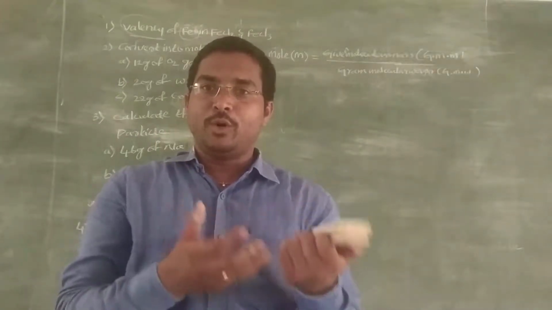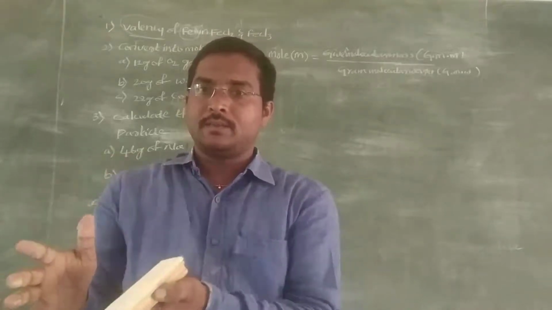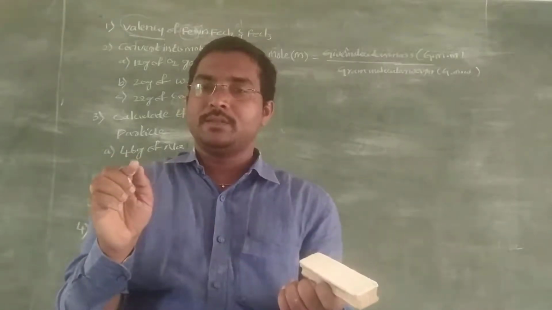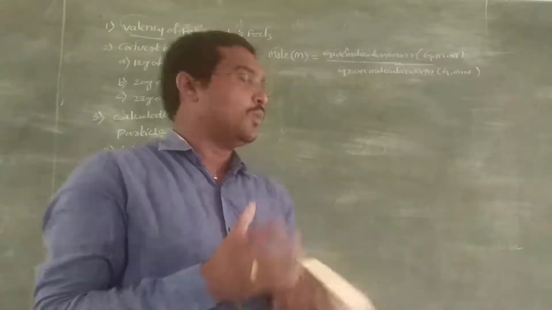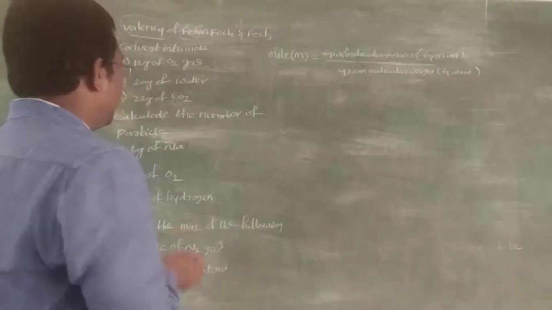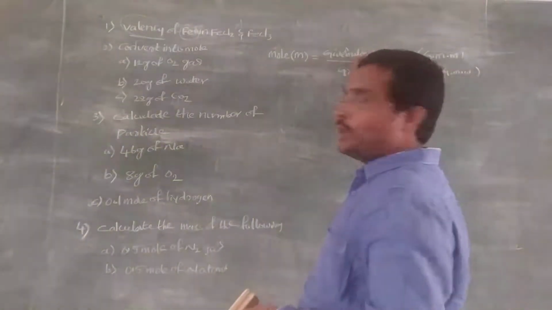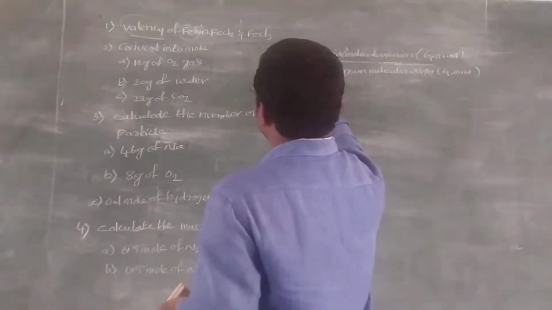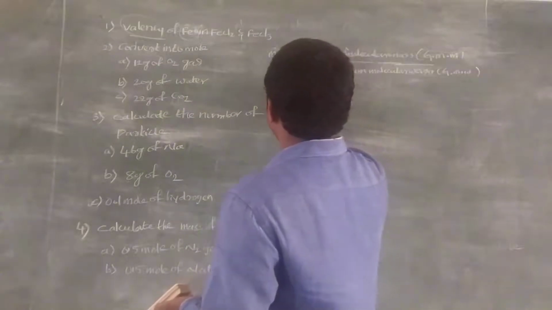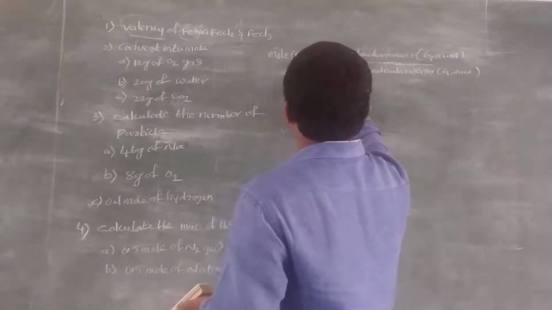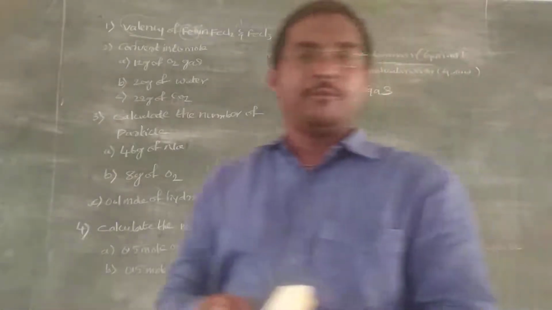So I told you guys, mole is nothing but group of particles. So one mole is equal to 6.023 into 10 power 23 particles, I told you. Okay. And here what you want to do is, given molecular mass, in this, first 2 gram of O2 gas.